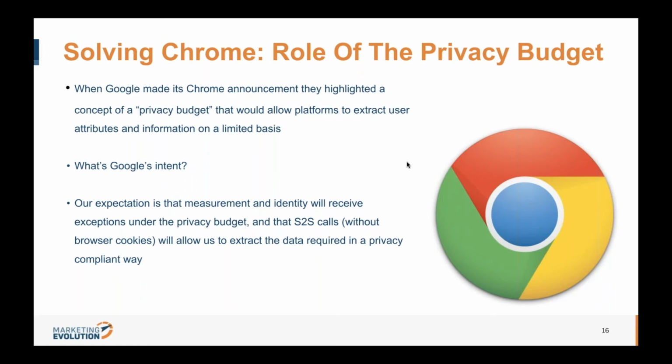So when Google made its Chrome announcement, they highlighted a concept of something they're calling a privacy budget, I mentioned a little bit earlier, that would allow platforms to extract user attributes and information on a limited basis. They pinpointed a pretty easy, soft example of gaming. Everyone likes gaming, or at least most of us, citing a need for a frequent read on IP address to ping and calibrate for latency.